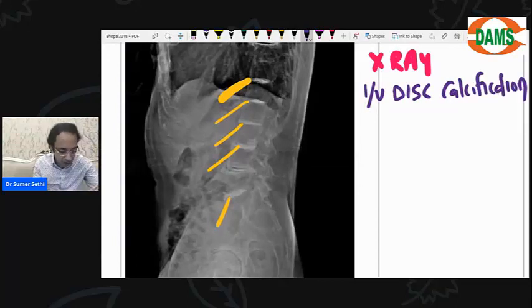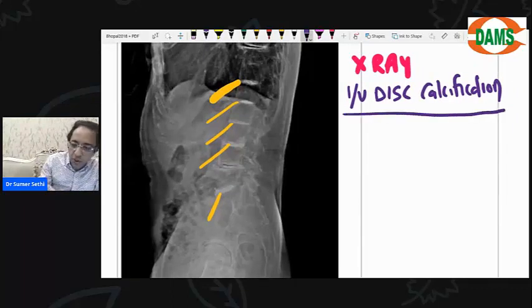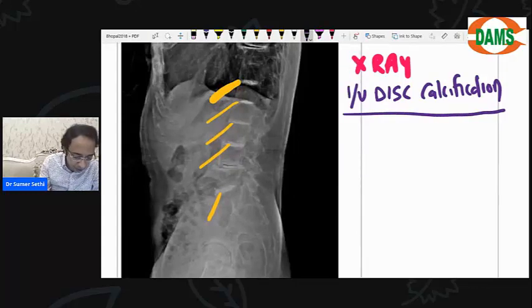Okay. Any one of you can answer, beta. Name a condition in which intervertebral disc is calcified.